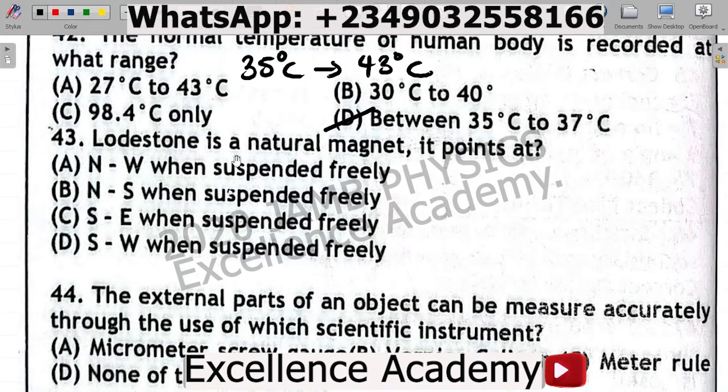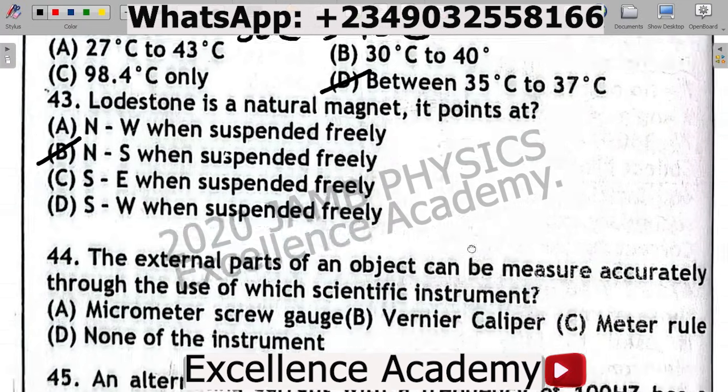All right, question 43. 43 says, lodestone is a natural magnet. It points at, you have A, northwest when suspended freely, B, north-south when suspended freely, C, southeast when suspended freely, D, southwest when suspended freely. For this question here, the correct answer is B, north-south when suspended freely. You want to know that lodestone, as mentioned in the question, is a natural magnet. It points approximately at the north-south direction when suspended freely. So B is your correct answer.